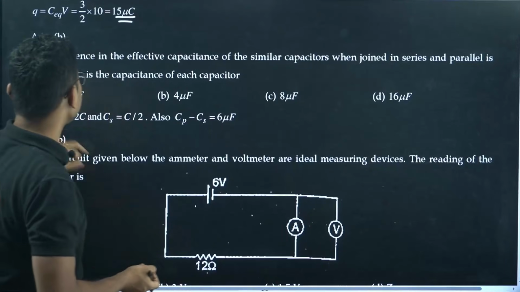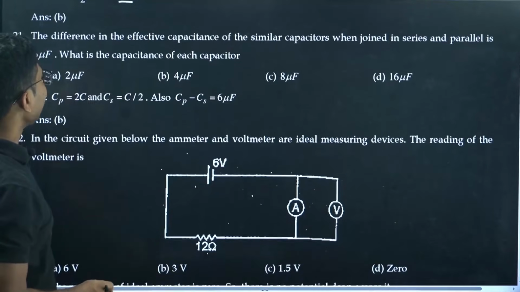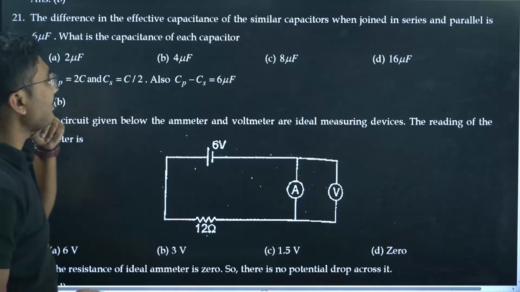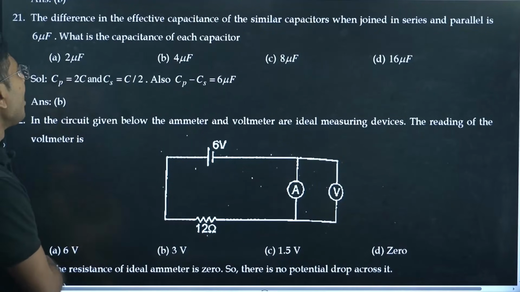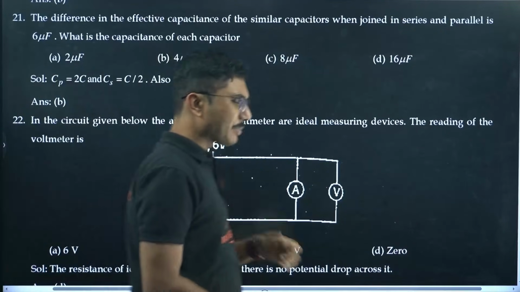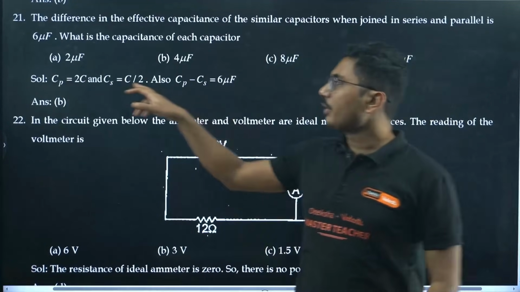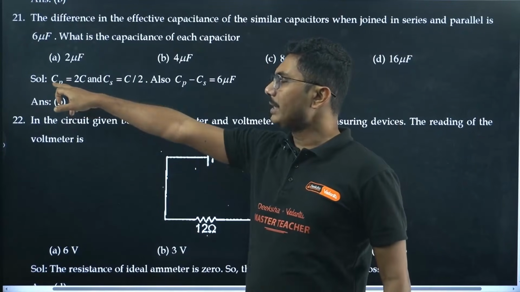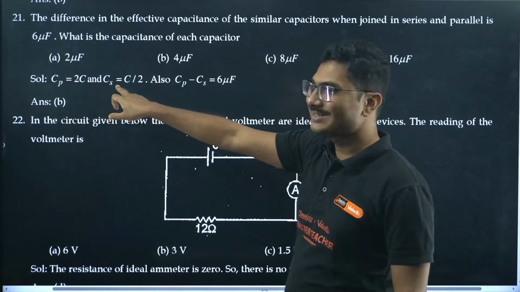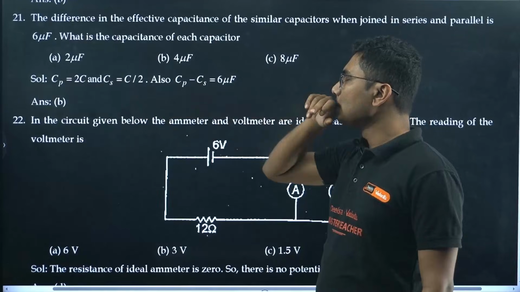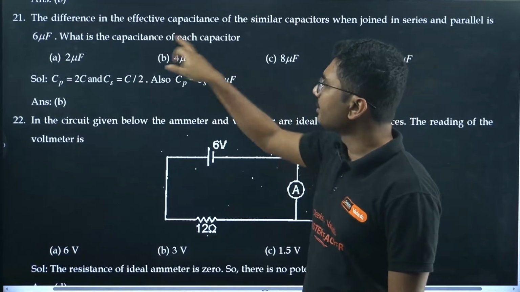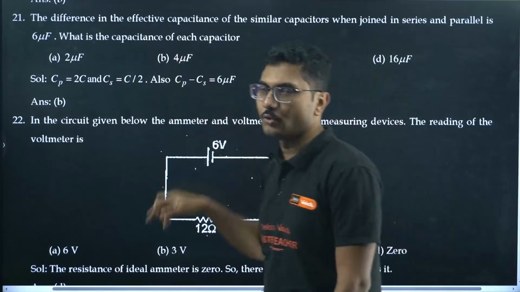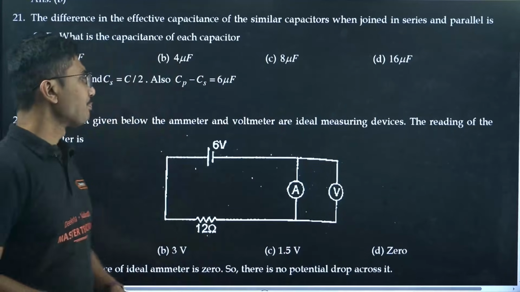equivalent capacitance. Next question, the difference in the effective capacitance of two similar capacitors when joined in series and parallel is 6 microfarad. What is the capacitance of each capacitor? When you connect two similar capacitors in parallel, their capacitance is 2C. Cp, the parallel, is 2C and Cs, the series, is C by 2. So Cp minus Cs is given as 6 microfarad. You just simplify and you will get the answer as 4 microfarad each. Not difficult.